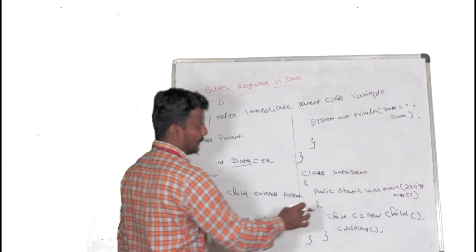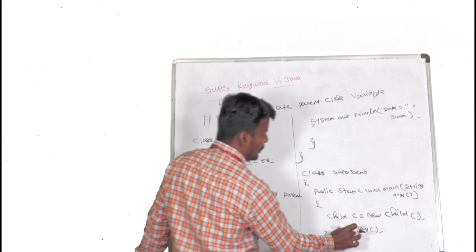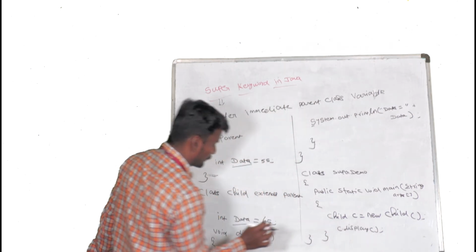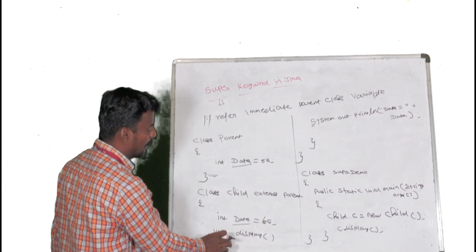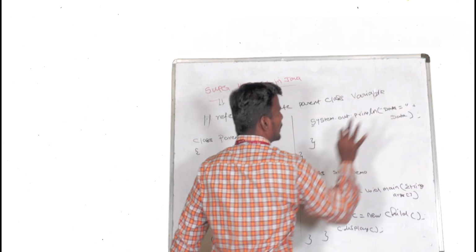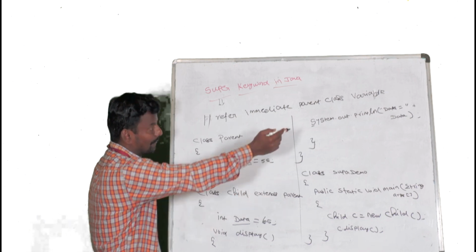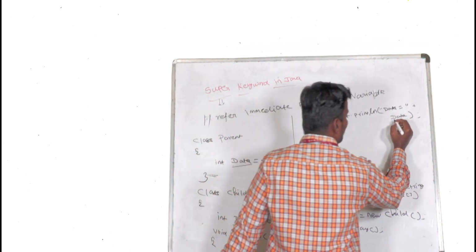So next, with the help of this object, we are invoking this method: c.display. So what will happen? In this method we have defined some task. What task have we defined? Printing the value of a variable. What is the name of that variable? We are printing data here.